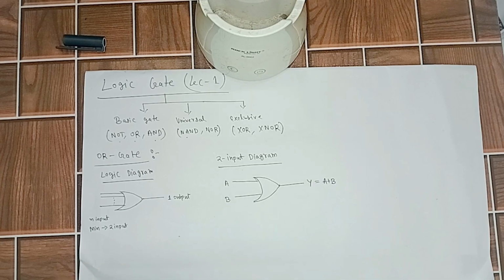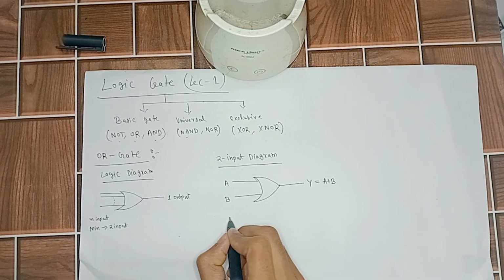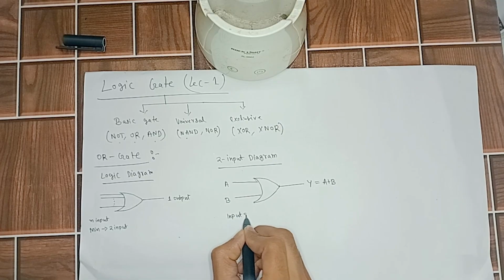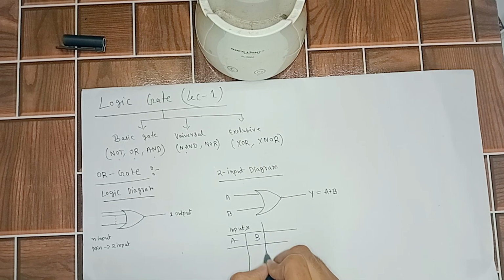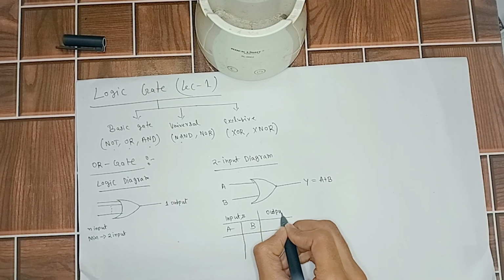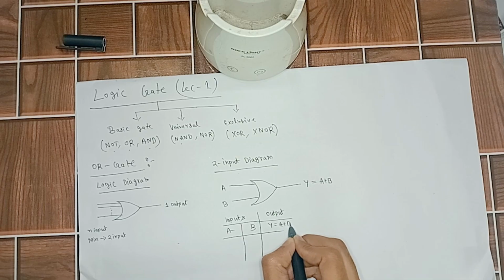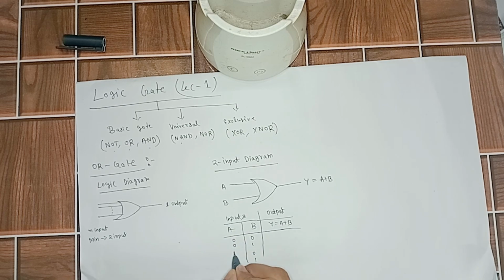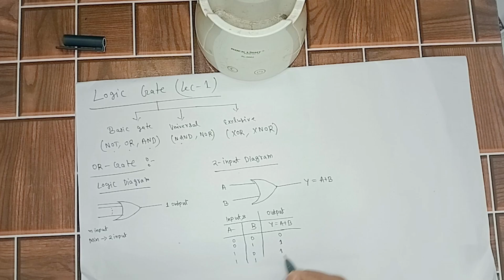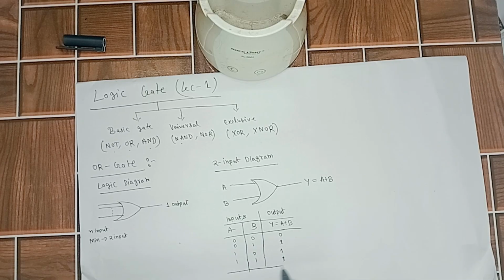Okay, understandable. Now if we make the truth table, the inputs are 2, A, B, and output Y. Now 0 1 0 1 for A and 0 0 1 1 for B. Now Y output will be A plus B. So 0 plus 0 equals 0, 0 plus 1 equals 1, 1 plus 0 equals 1, and 1 plus 1, according to binary addition, you know, it's 1. Okay, fine.